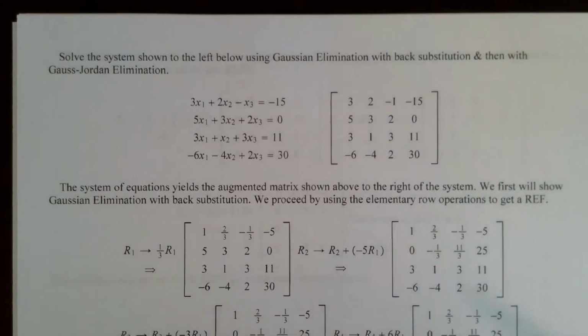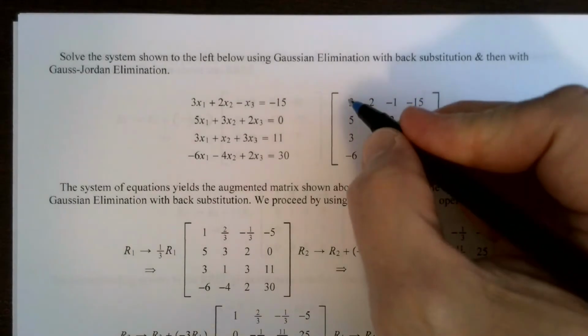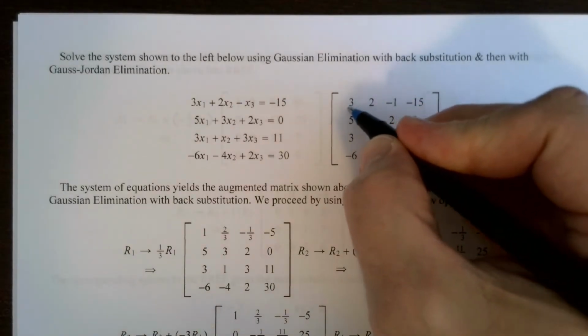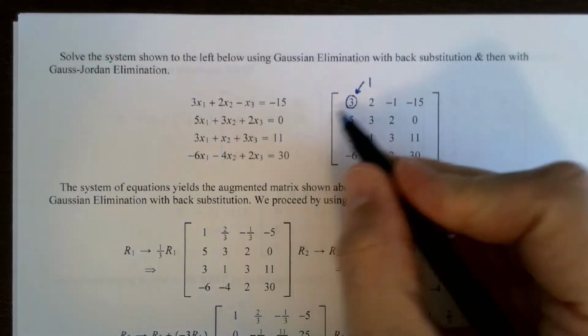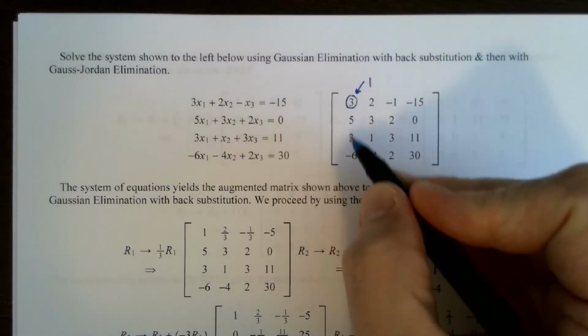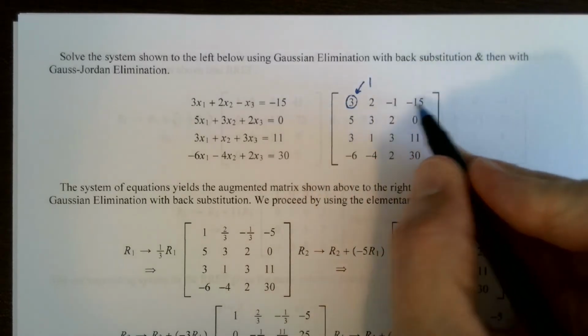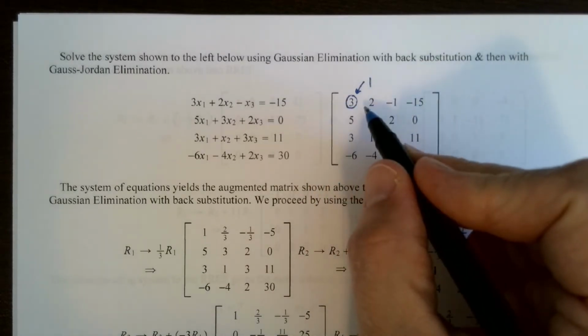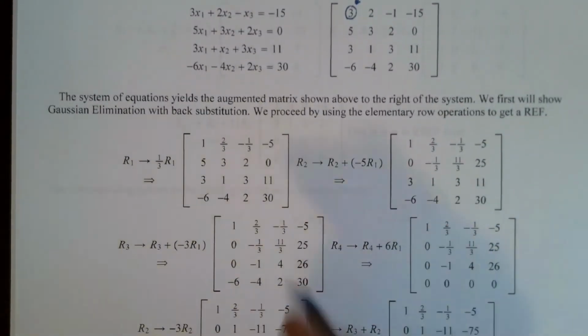Okay, so what we're going to do is we're going to get what? We want a 1 here. Okay, we want a 1 here. And it's a non-zero entry. So all I have to do is multiply row 1 by 1/3, and that will do it. Okay? And so that's what I'm going to do.